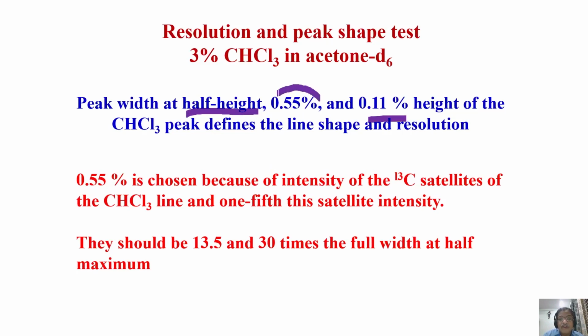Why was it chosen? 0.55% is because if CHCl3 is seen, there is a peak here, and you have carbon-13 satellites here. Carbon-13 is 1% abundant, so the intensity is divided into two.